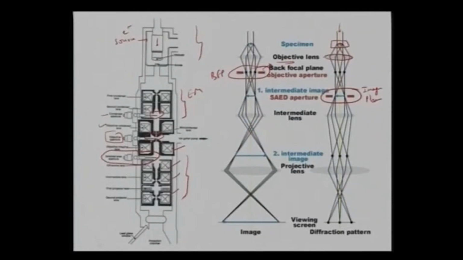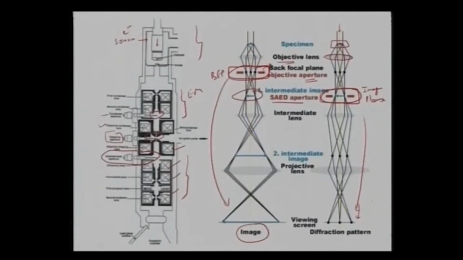If I keep my aperture at the back focal plane, finally what I get is an image, and if I keep my aperture at the image plane, finally what I get is the diffraction pattern. So I can form my intermediate image at a certain location. One aperture is the objective aperture, at the back focal plane. Here I am forming my diffraction pattern, and if I keep my aperture at this location, I can get a bright field or dark field image. Or at the second location, where I have the SAED aperture, I am forming my intermediate image, and if I keep my aperture here, what I get is a diffraction pattern.